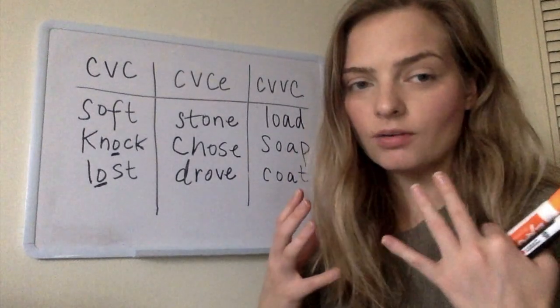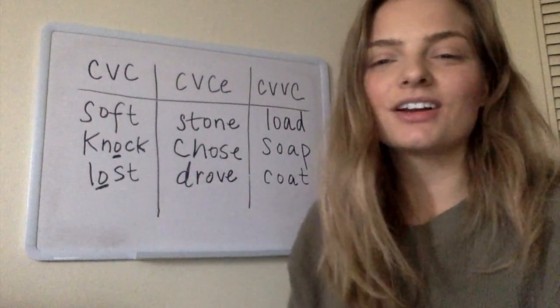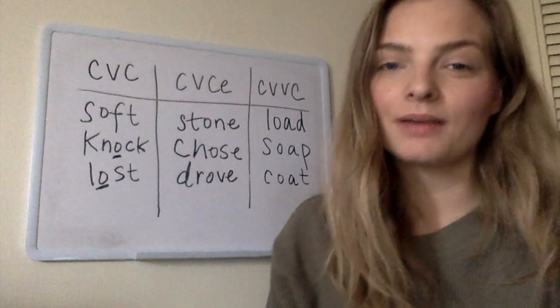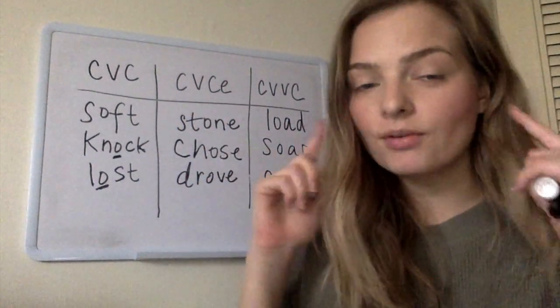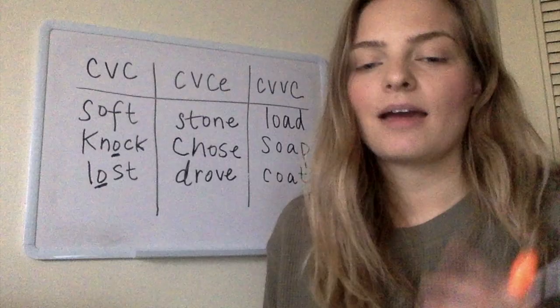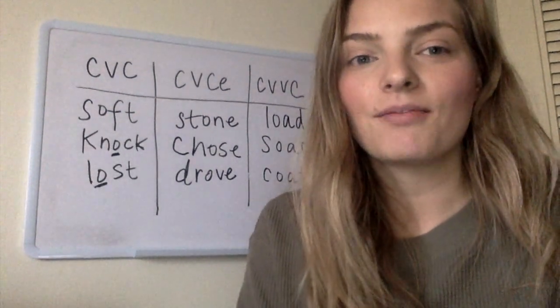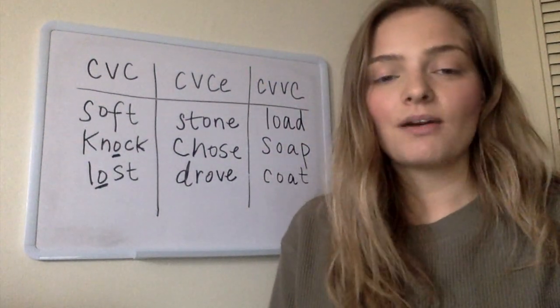Boys and girls, you are going to independently work on your own word sort just like this one. You're going to have a list of words and you're going to put them in the columns that you believe they fit under depending on their vowel sound and their spelling. Before I let you go, let's make sure that we look back at our learning target, which is I can identify vowel sounds and spelling patterns for CVC, CVCe, and CVVC words. I bet you by the end of these lessons you'll have that learning target memorized and you'll be able to say it with me.